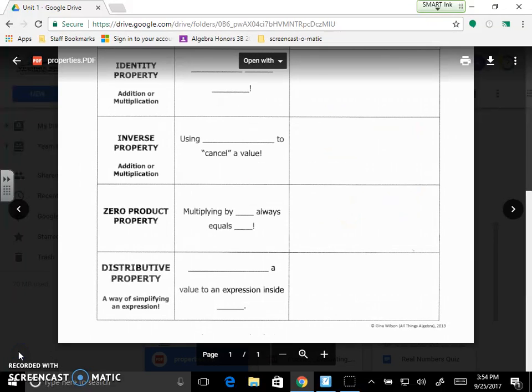The next property is going to be the zero product property. So product means to multiply. So basically multiplying by 0 always equals 0. Okay? So for an example, we say 17 times 0 equals 0. We could take something like 5x minus 1, and we're going to multiply that by 0. It's still going to equal 0.